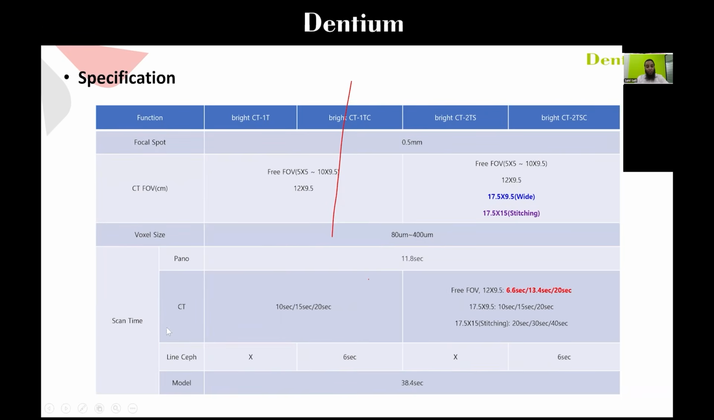Again, as I said earlier, you can check the scanning time. It's 11.8 seconds only for panoramic. The CT we have at different times, 10, 15, 20, according to the voxel size. So this is a major part. Even now with the fast scan, we have a function to take CT in just 6 seconds, 6.6 seconds. Yes. So for post-op, you can just take the CT in 6.6 seconds. It can be done with this machine.